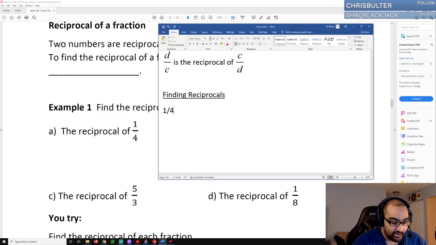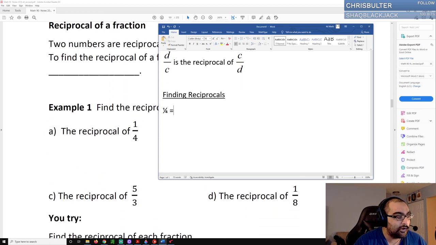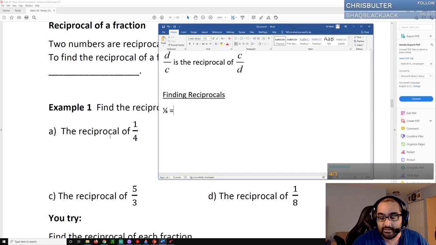So how about the reciprocal of 1/4? What's the reciprocal of 1/4? What's that going to be, according to letter A here? This is, by the way, page 101 in the packet there. So 4/1. That's right, Hannah.